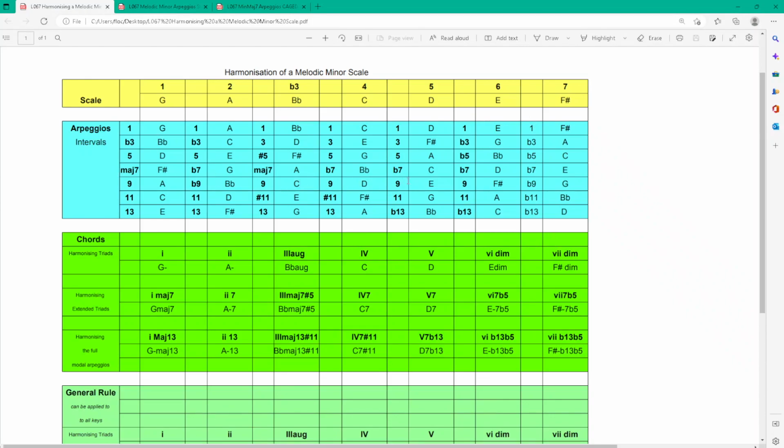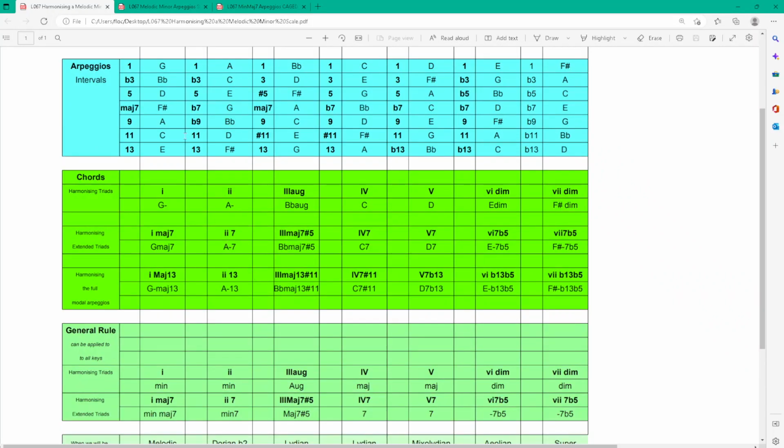The moment I extend the triad and add a major 7 or a minor 7, chord number 1 is a minor major 7, chord number 2 is a minor 7, chord number 3 is a major 7 sharp 5, chord number 4 is going to be dominant, chord number 5 is going to be dominant, chord number 6 is half diminished, and chord number 7 is half diminished. And I can go even farther.